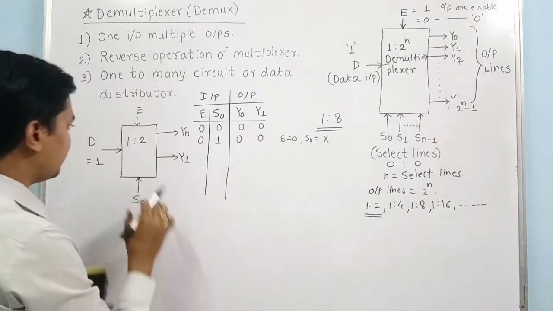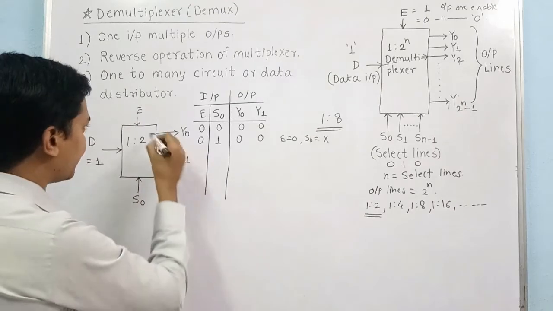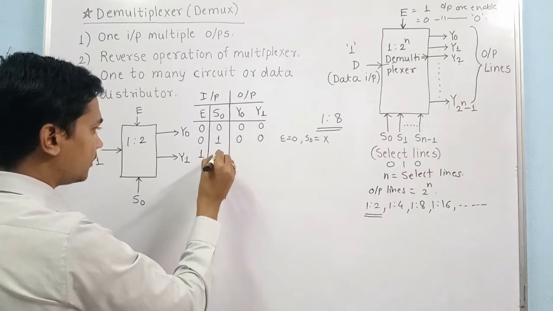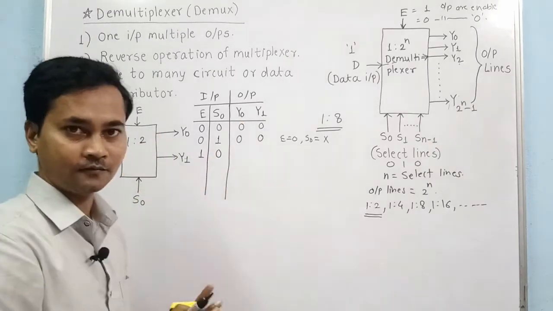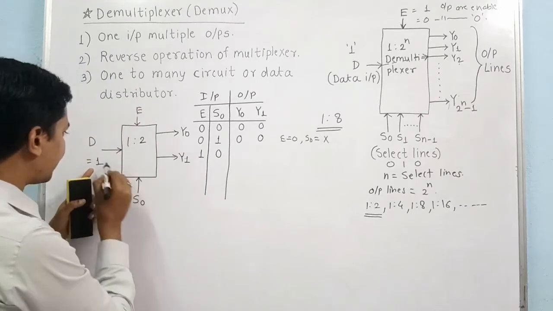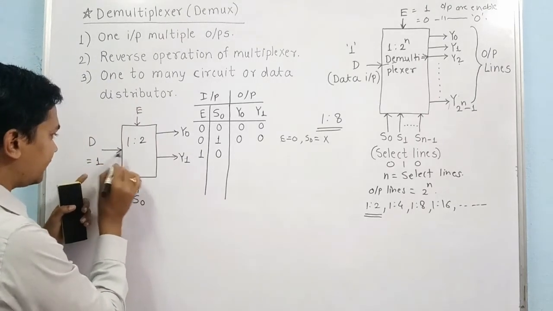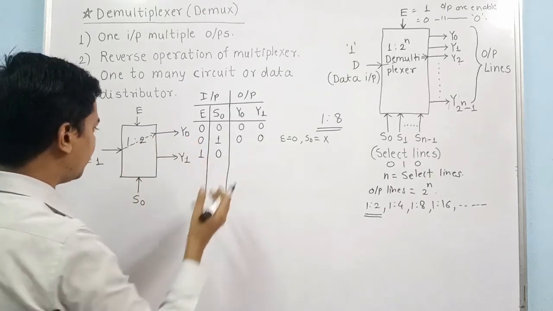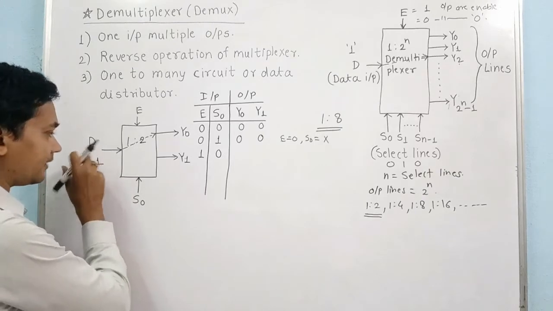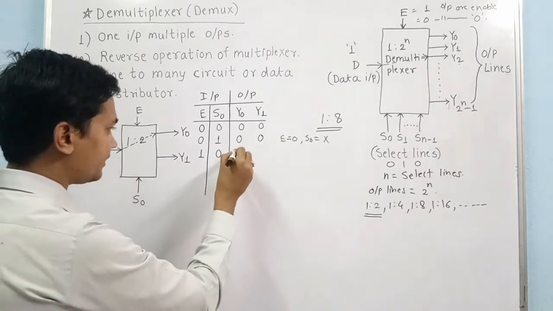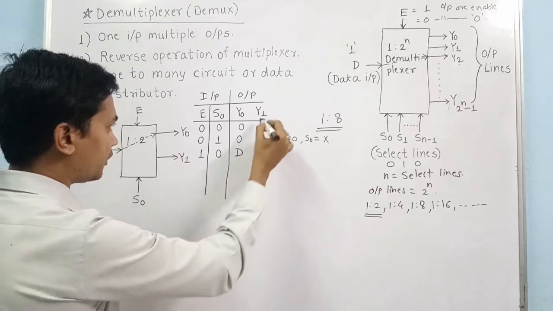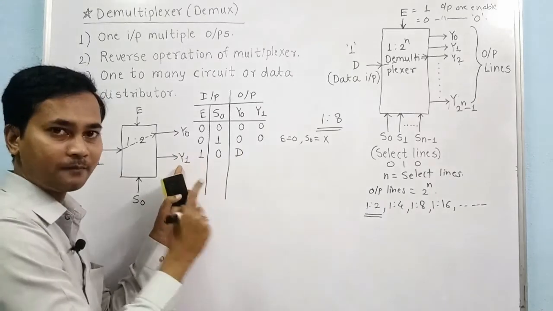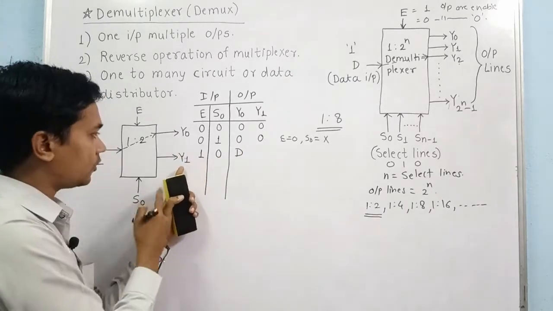Now consider that we have enabled this demultiplexer by making E equal to 1, and if I make S0 equal to 0, now the demultiplexer is working. Whatever data is available on this D line, that data will be sent over the Y0 line. We don't know actually what the status of the D line is, so I can directly write D here. And what is the status of Y1?